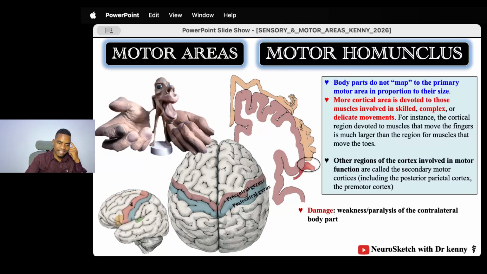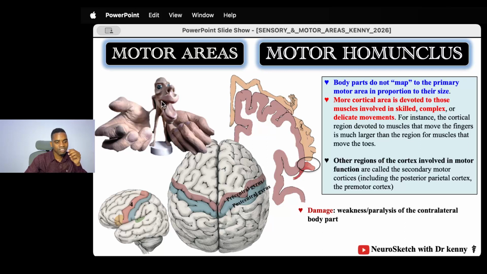Okay, so this is the tongue. You see the tongue is also highly represented because you can twist your tongue into different directions to speak thousands of words. So you are able to speak today just because your tongue is very skillful and has a complex and delicate movement. This is why it's highly represented.